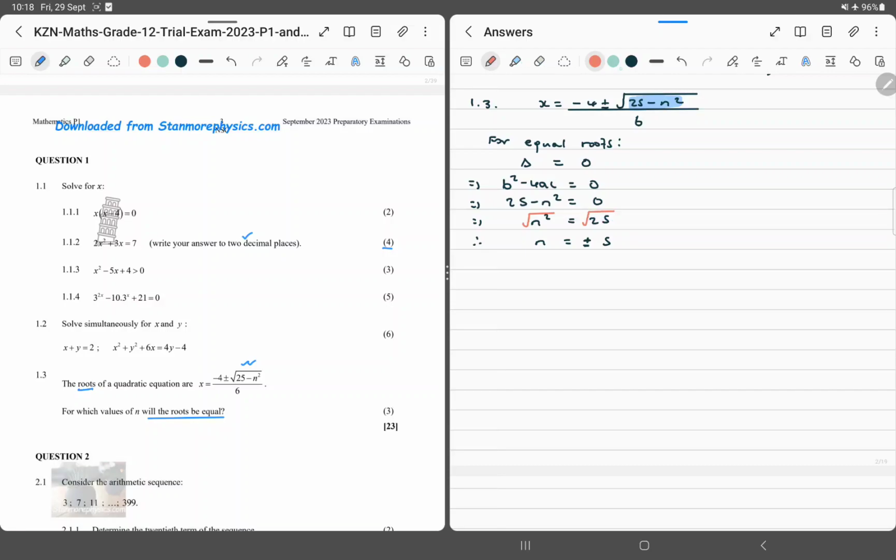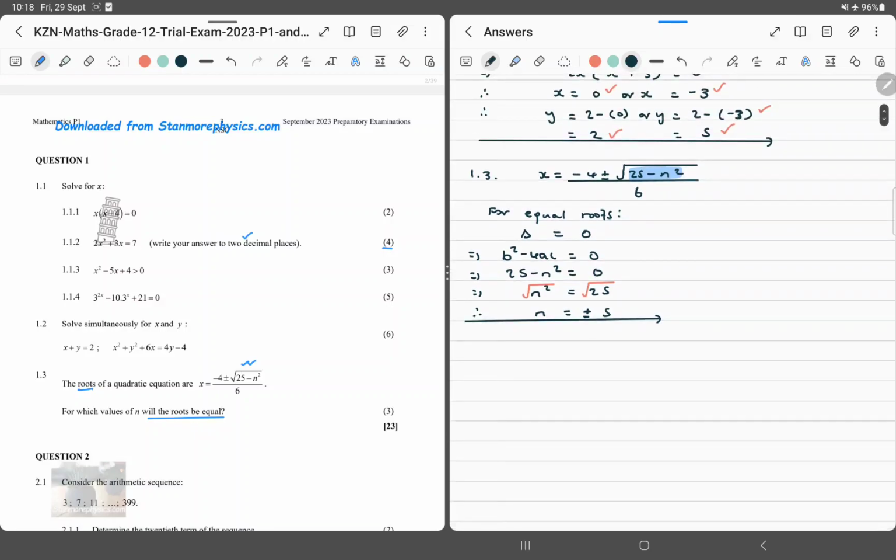All right, not a big deal. So that is the answer that is being sought from us. Now let's go back. When we substitute a 5 in there, 5 squared is 25. 25 minus 25 is 0. Square root of 0 is 0. So basically the only root is minus 4 over 6.